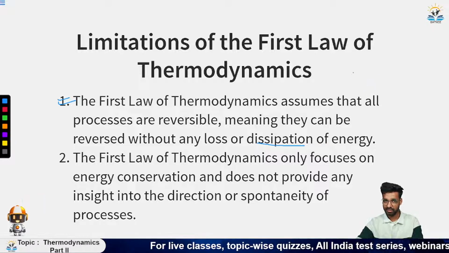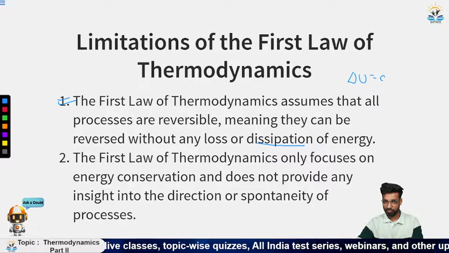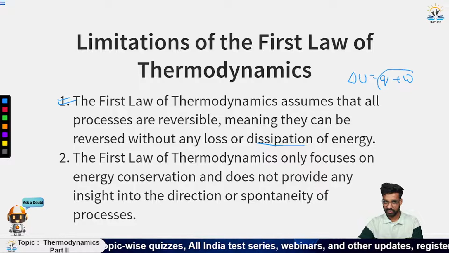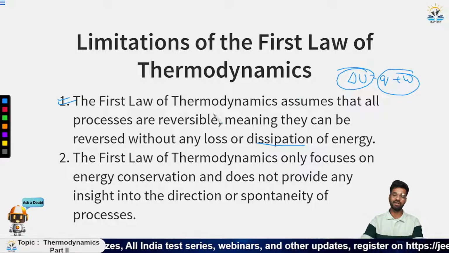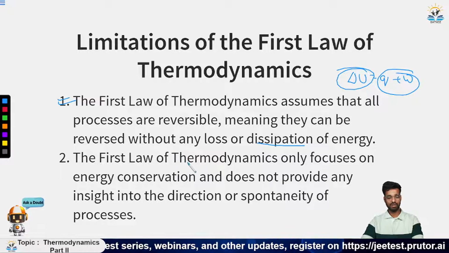It simply says that delta U is equal to Q plus W, which means all the work done and the heat transfer are converted to the internal energy. It does not talk about the dissipation thing.